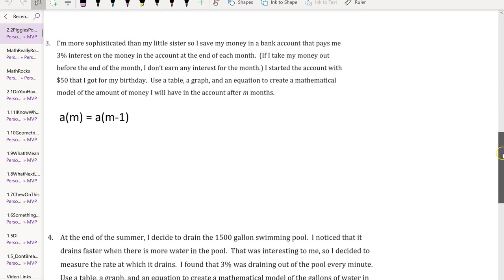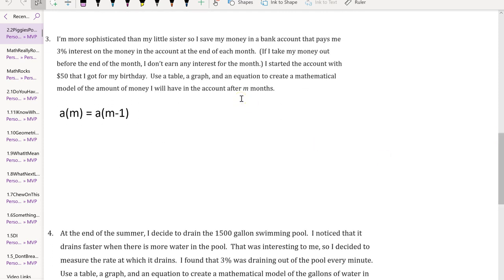It says, this girl is more sophisticated than her sister, so she saves money in a bank account that pays her 3% interest on her money. So the key piece of information is that she's making 3% interest at the end of each month. So there's set times again off of the $50 that she got for her birthday. So what you might start off doing is you'd say, okay, I need to do 50 times 0.03 to find 3% of 50, and I need to add that with 50.